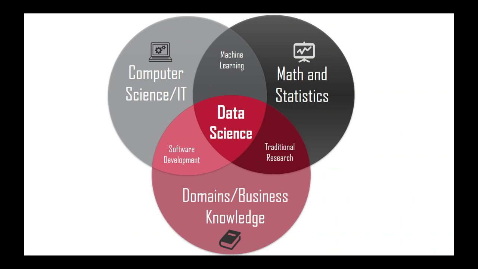So if you want to become a good data scientist, you should have an idea of all these three aspects. You do not need to be very good in maths and statistics or very good in business knowledge, but you should have average knowledge of all these three things. That means a data scientist is a balanced person who has a good idea of computer science, maths and statistics, and business knowledge. Right.